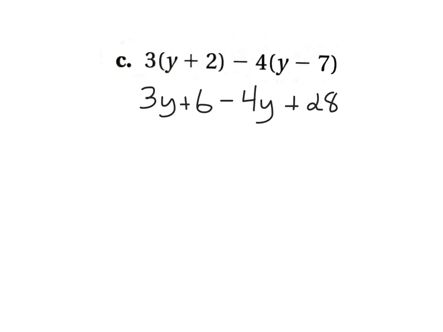Now I'm looking for like terms to combine. First thing I see, these two, 3y and a minus 4y. 3y minus 4y is negative y. And I also see these two, a 6 and a plus 28. 6 and 28 is 34. And that's as simple as you can get. Those are not like terms anymore, so that's as far as you can go.